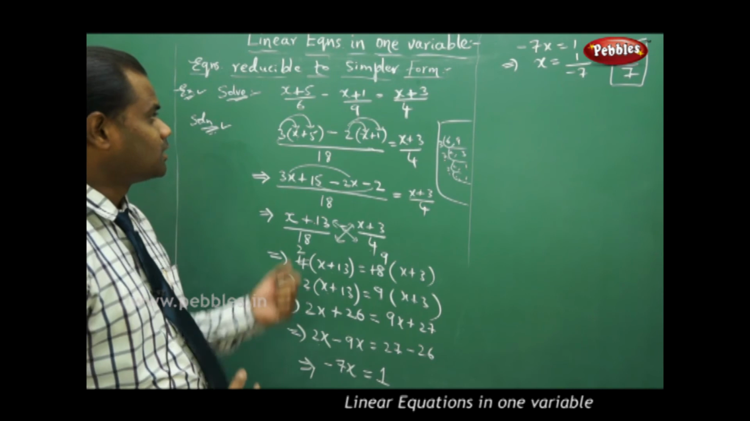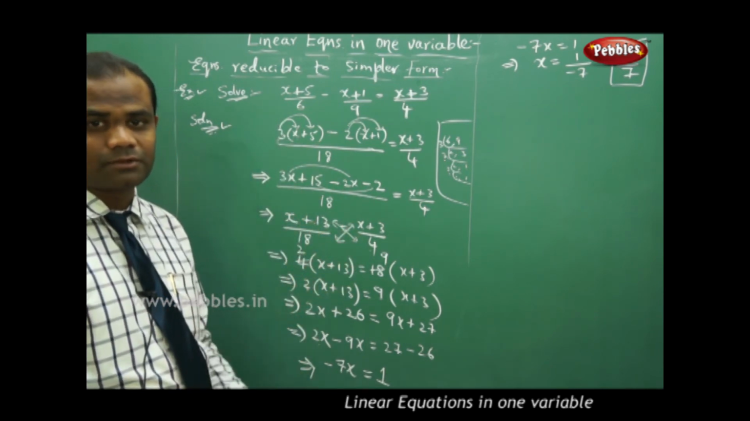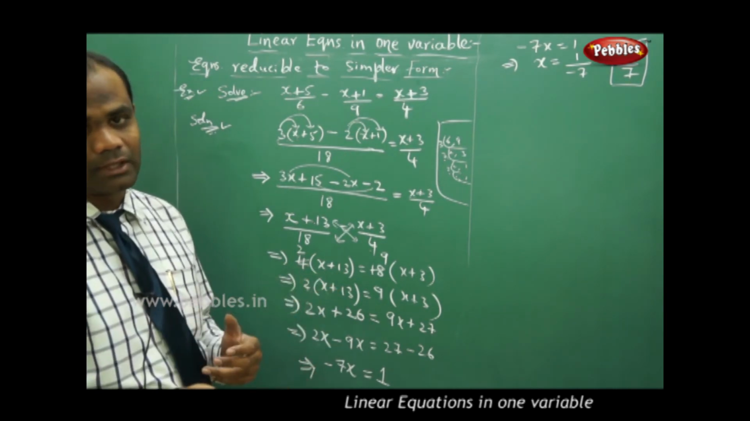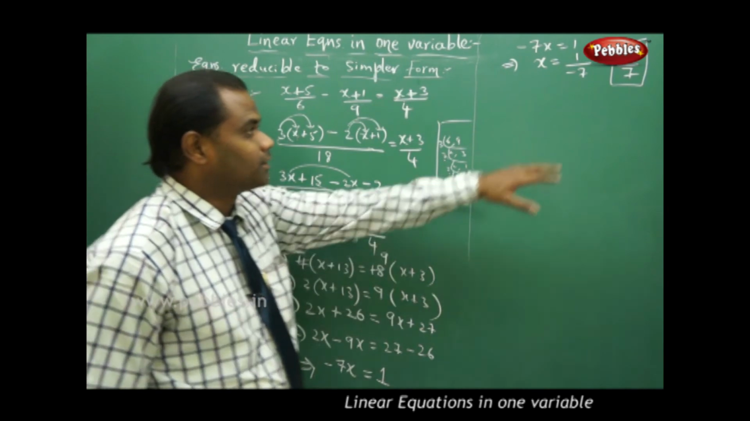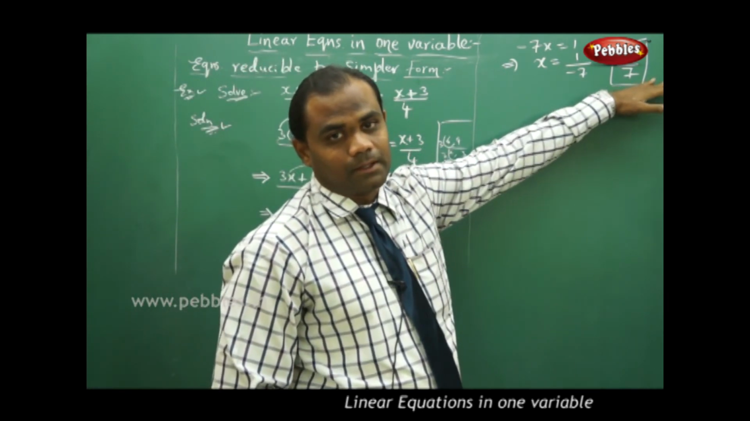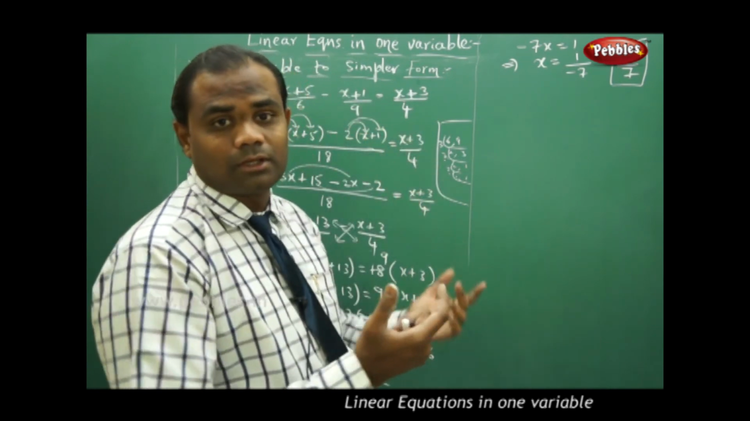So linear equations can be reduced to simpler form by taking LCM and cross multiplication and expansion of brackets, and finally taking all x terms to one side and the rest of the constants to the other side, then simplifying to get the final answer, as we have done for this problem. This is how we find the value of x for any fractional problem given.